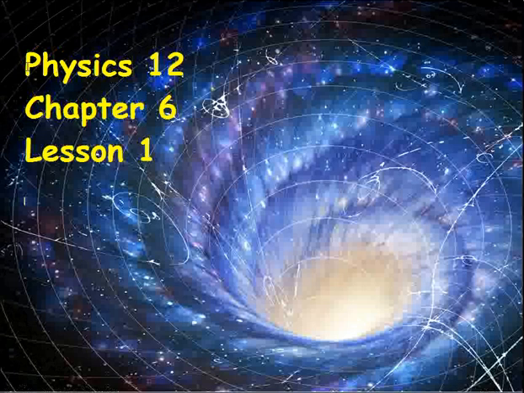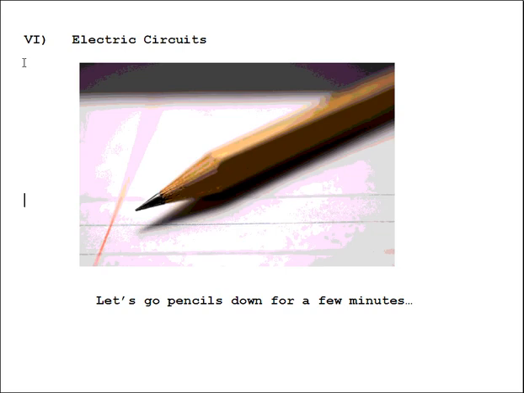This video is the first lesson for Physics 12 for Chapter 6 for electric circuits. You probably want to write some notes and copy along, but right off the start, I'm going to invite you to put your pencil down and just look at some stuff for a minute, and then we'll definitely jot some stuff down in a couple of minutes. But yeah, pencils down for just a second. Just watch, if you would, for just a minute.